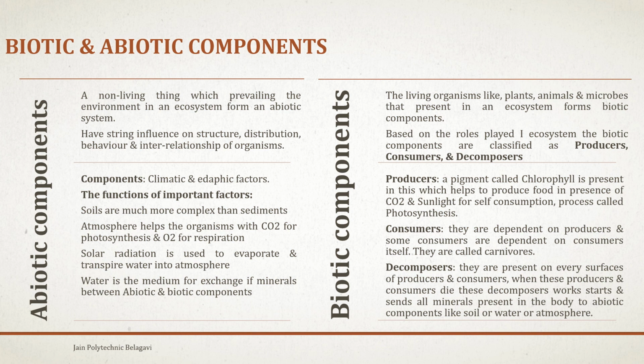Next, the consumers. They are dependent on the producers, and some consumers are dependent on the consumers itself. We call them the carnivores. The last, the decomposers. These are the decomposers, which means the decayers, which are present on every surface of producers and consumers. When these producers and the consumers die, the decomposer starts its working, which helps in transferring the minerals which are present in the body of the biotic components.